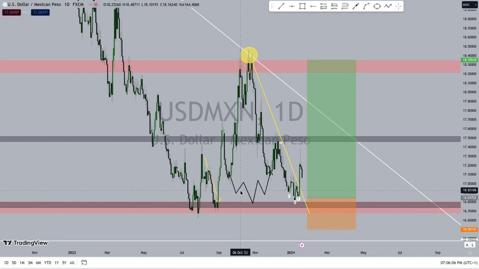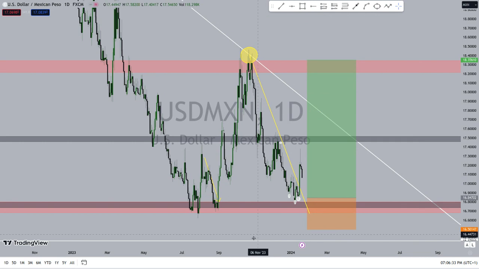This is the left shoulder, this is the head, and this is the right shoulder. This is an example of a head and shoulder pattern, but that is an inverse head and shoulder pattern. That is an inverse head and shoulder pattern.